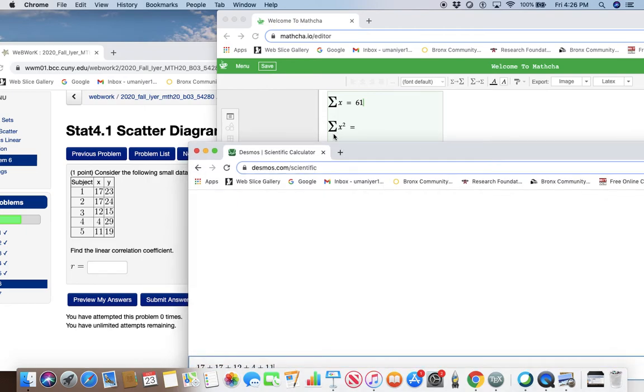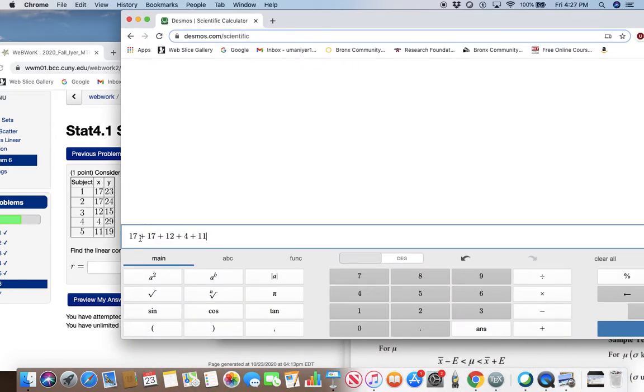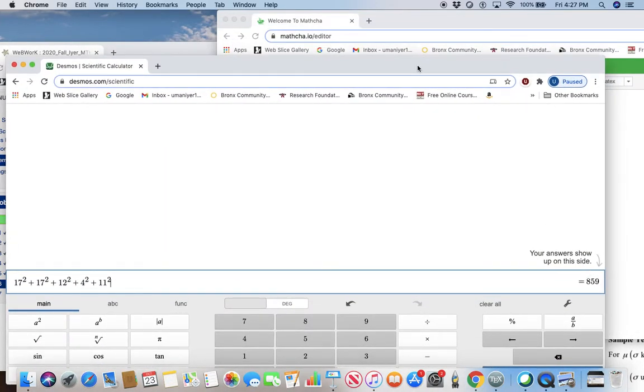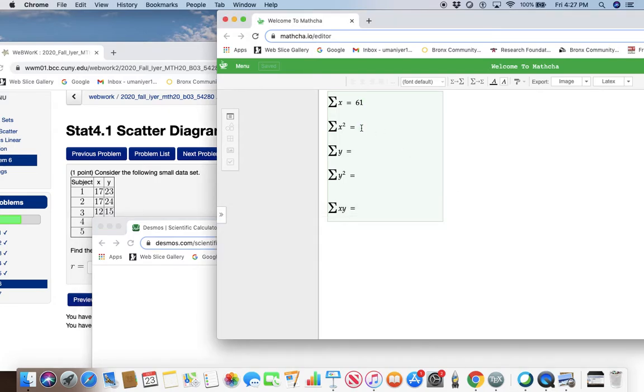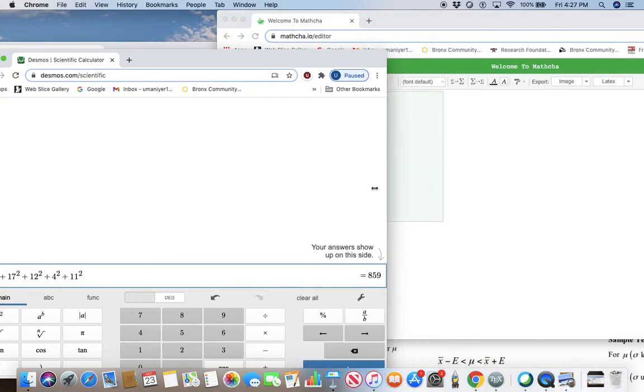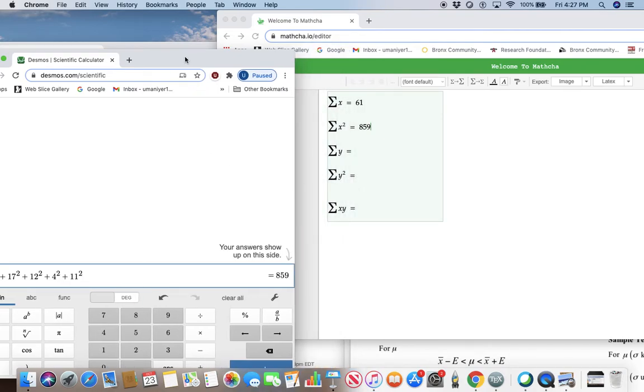The next one is summation x squared. That is, square each x and then add them up. So I will square each x and add them up. That gets me 859. All right. Next.